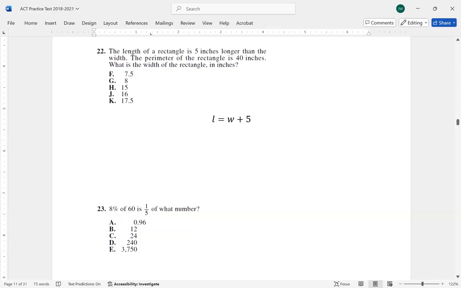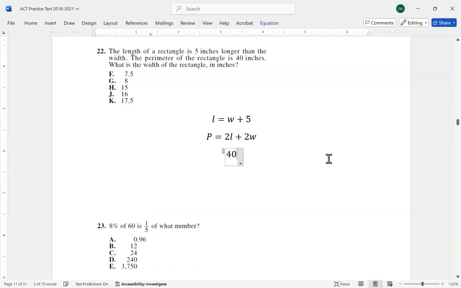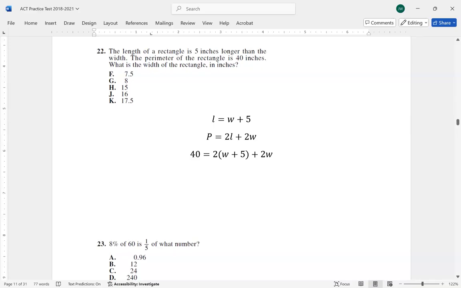I'd say that means L is equal to W plus 5, where L is the length and W means the width. Now, the perimeter of a rectangle is going to be 2L plus 2W. We know that the perimeter is 40, so 40 is equal to 2L plus 2W. But because the length is 5 inches more than the width, I can replace that L with the expression W plus 5 in this equation. So replace the L with W plus 5, and then we can solve for the width of this rectangle.